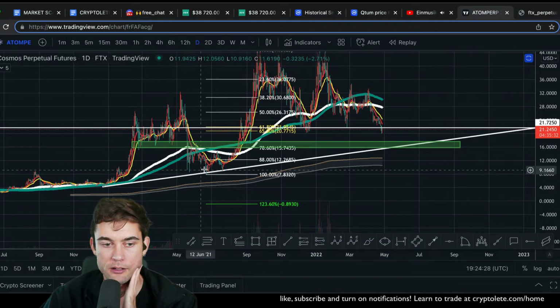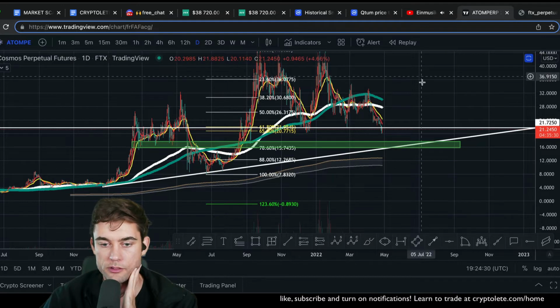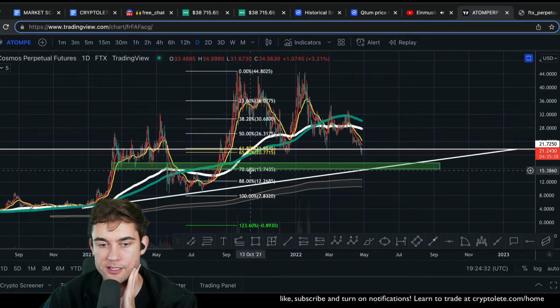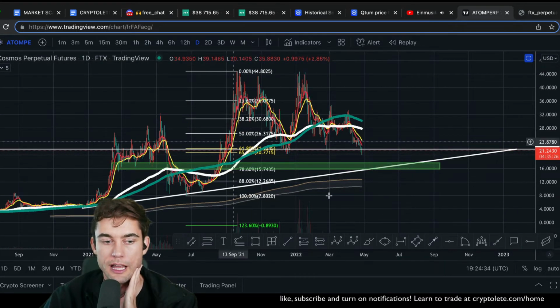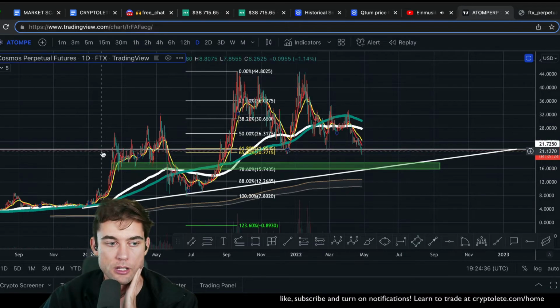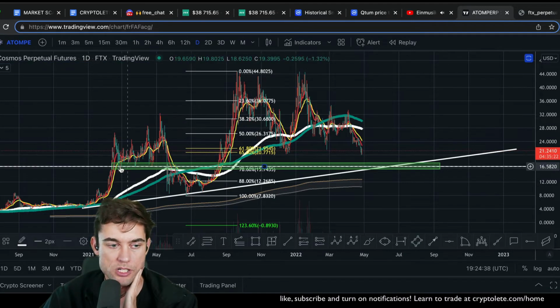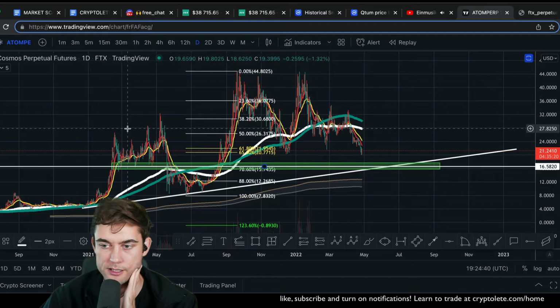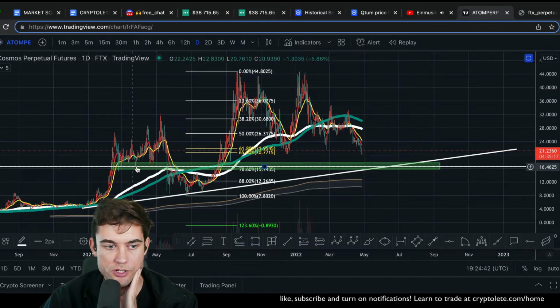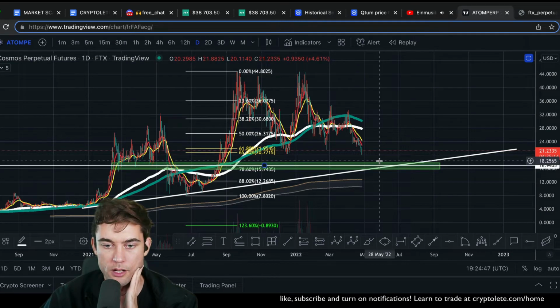Look at how many times it's hit this major diagonal support, plus it's at the 78.6. So you want to look for a lot of different confluences. Plus this area is actually major support. Look at this support at $16.58. So much support down here. So this is an obvious area to long, to just buy Atom.